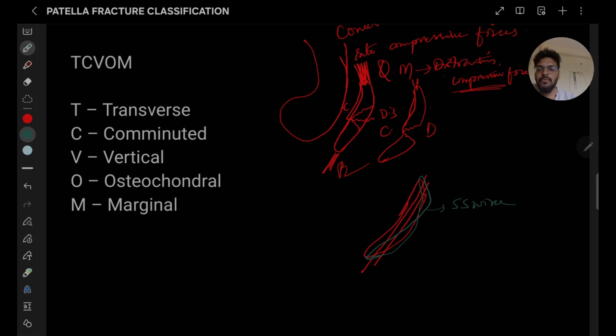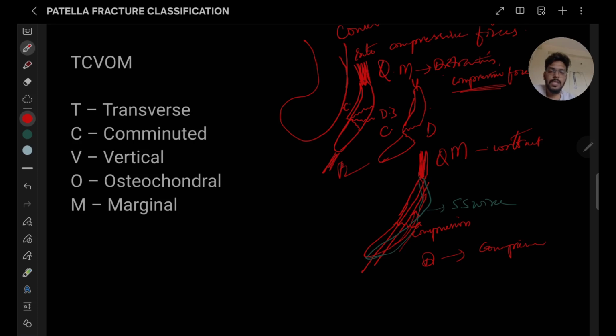Now, each time the quadriceps muscle tries to contract, because of this fixation by K-wires and the SS wires anteriorly, the pulling force will pull the distal fragment towards the quadriceps muscle. This will cause compression at both ends, hence converting the distracting forces into compressive forces. This is the mechanism of tension band wiring.